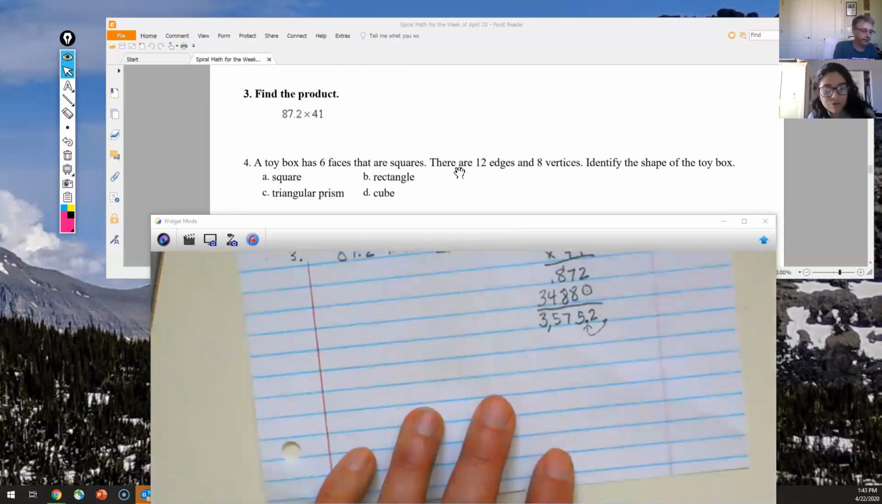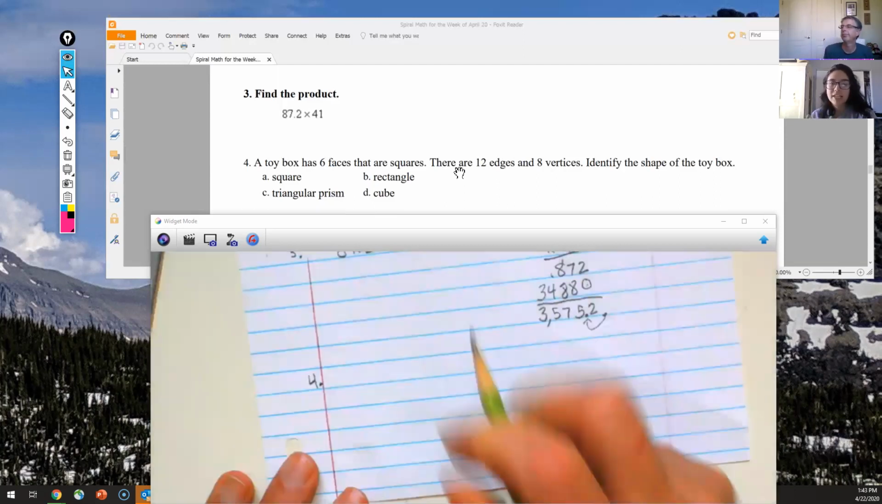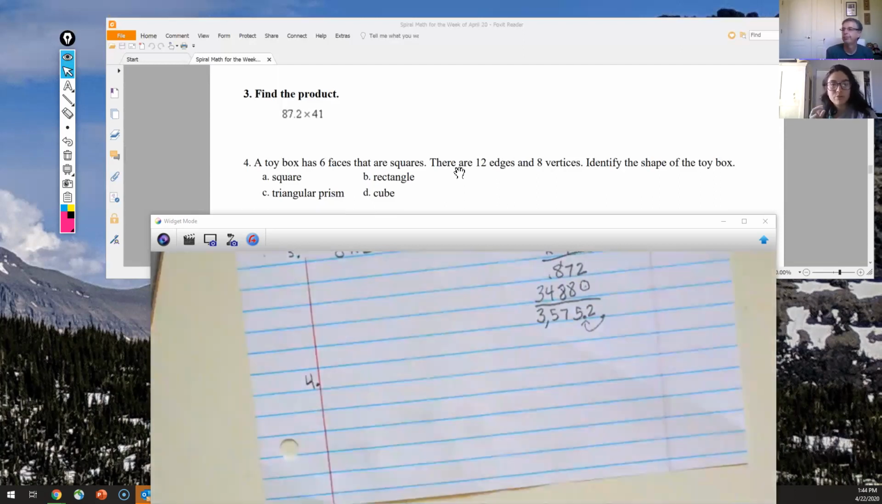All right, so number 4 says a toy box has 6 faces, which are going to be our sides. There are 12 edges, which, if you remember our definition, edges are where 2 faces meet. And it has 8 vertices, which are where 3 faces meet. So it's the corners. Identify the shape of the toy box.